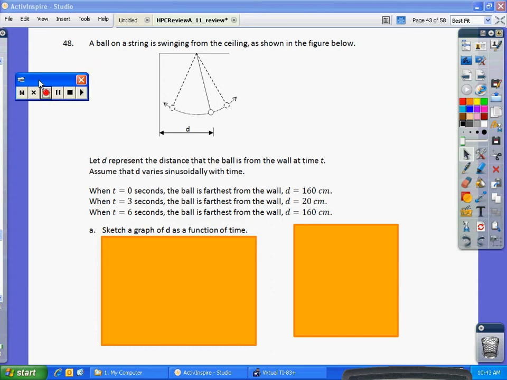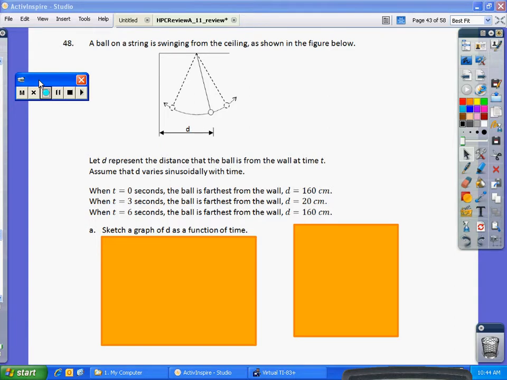Alright, problem 48. A ball on a string is swinging from the ceiling as shown in the figure below. Let D represent the distance that the ball is from the wall at time t. Assume that D varies sinusoidally with time. When t equals 0 seconds, the ball is farthest from the wall, D equals 160 centimeters. When t equals 3 seconds, the ball is closest to the wall, D equals 20 centimeters. When t equals 6 seconds, the ball is farthest from the wall, D equals 160 centimeters.